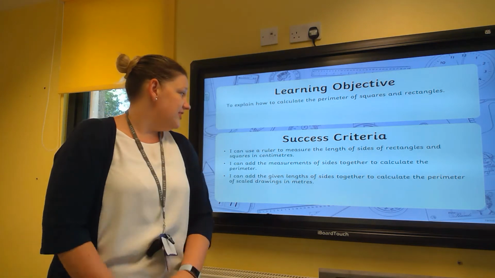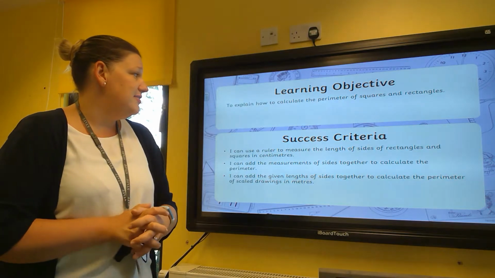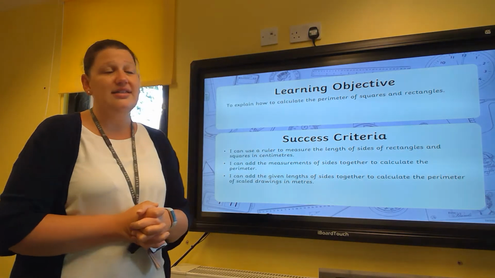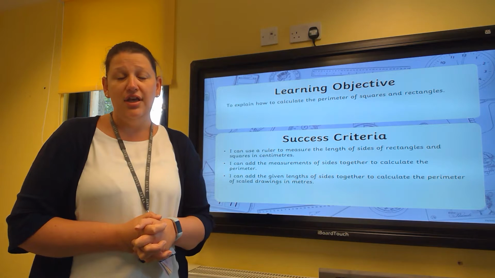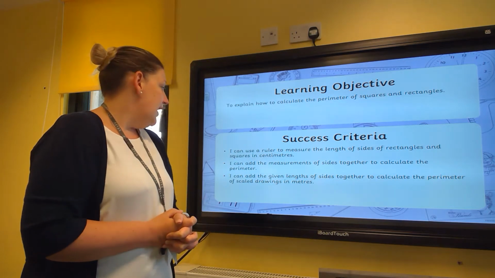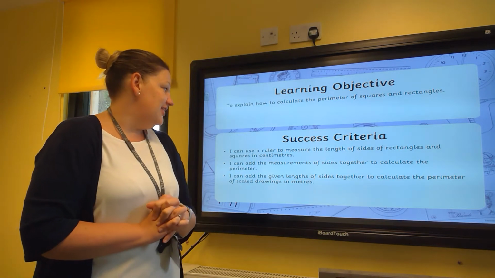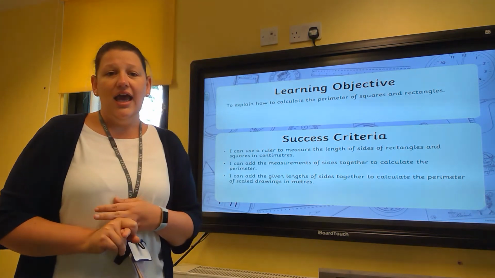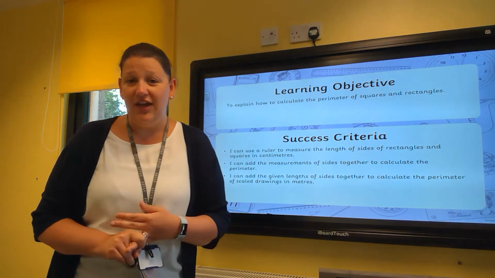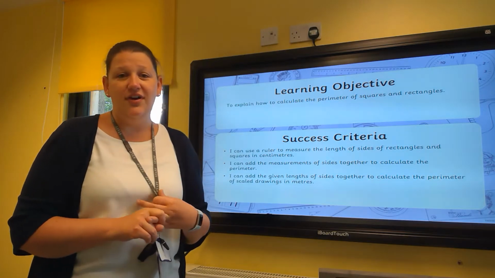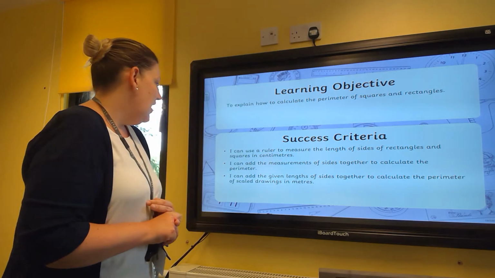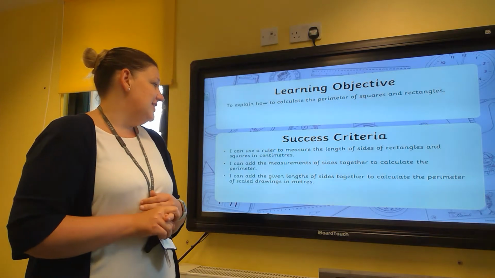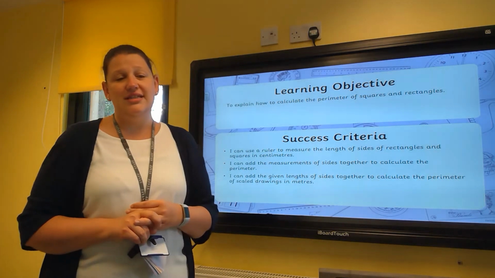So success criteria for today, being able to use a ruler to measure the length of sides of rectangles and squares in centimetres, and we're going to do a little bit of revision of how we accurately measure. I can add the measurements of sides together to calculate the perimeter, so we're using our adding skills today, building on that knowledge that we've gathered earlier on in the year, using our known facts, finding the easiest way to do things. I can add the given lengths of sides together to calculate the perimeter of scaled drawings in metres.